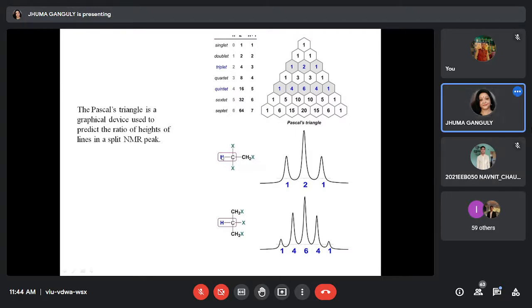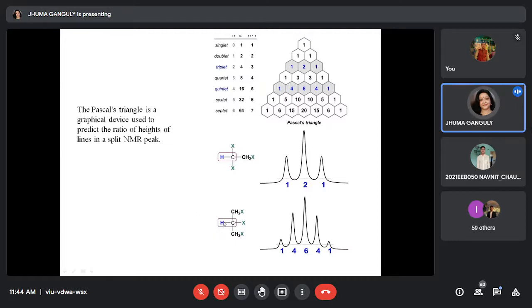This proton has only 2 neighboring protons, so it is a triplet. How does it look? This one is the triplet, so 1:2:1. That is the line intensity, and the whole represents only 1 proton.